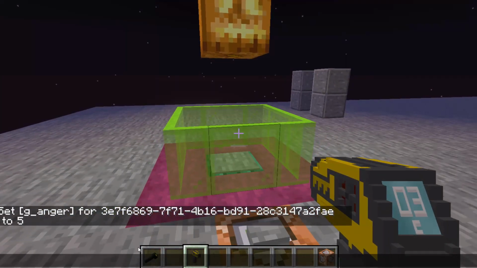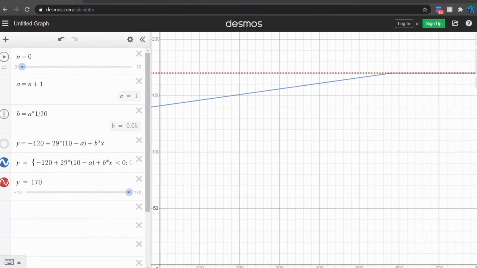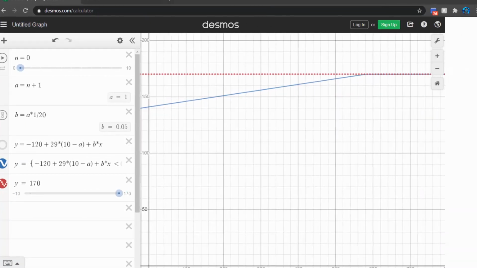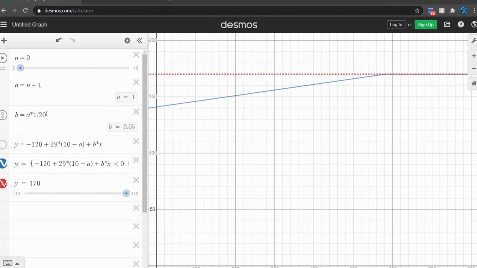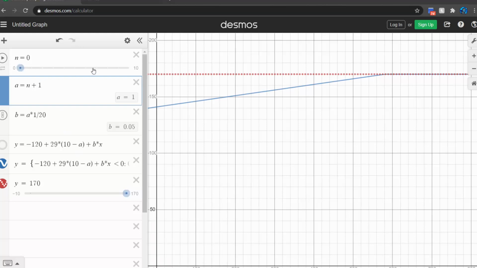Now how I did this was I already knew what I wanted it to look like, so I hopped into Desmos, which is an online graphing calculator, and I started playing around with some variables. So here we have n is anger, and a is just n+1 because if you use 0, you're going to have some weirdness. Anger in the game is a scale of 0 to 10, but in here it's technically a scale of 1 to 11. So we can change the scale, and you can see the graph that I made here.